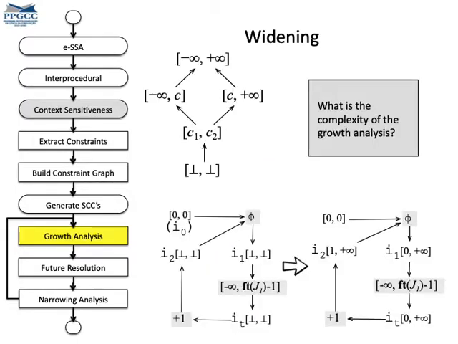And that's it. We found how each variable in this loop grows. Notice that these ranges are correct, but they are imprecise. We know that I1 cannot be plus infinite. We need to recover the precision that we lost.